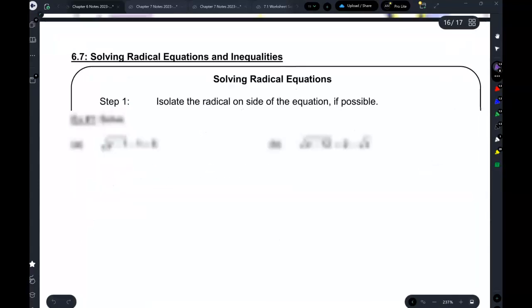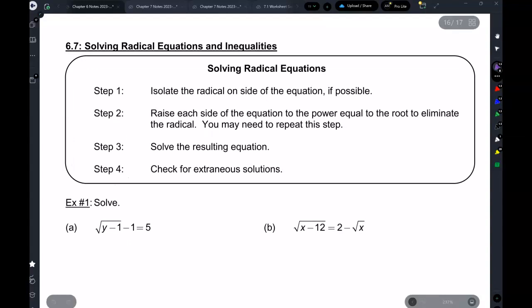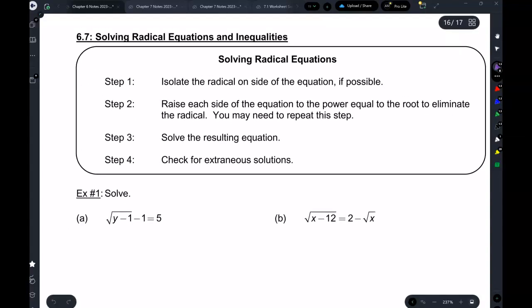Right. So let's start with section 6.7 today. In this section, now that we've learned how to work with radicals and nth roots and so on, we're now going to take a look at how to solve radical equations. Okay? So the first thing you want to do when you're solving radical equations is isolate the radical on one side of the equation.